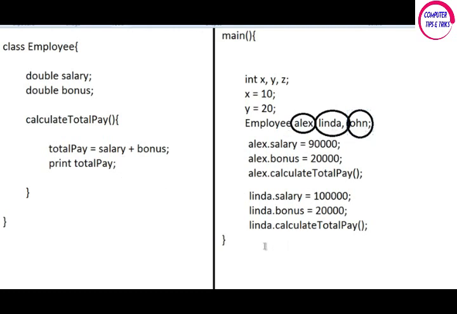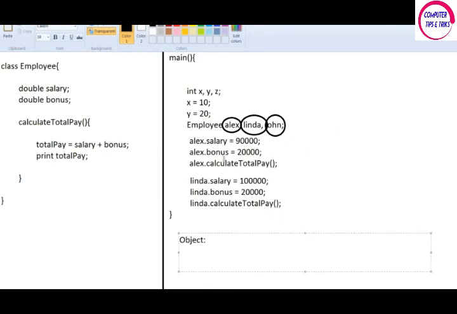So what is an object? An object can be defined as a copy of a class. So if you notice, Alex is nothing but it has a copy of the class employee. Because employee has salary and employee has bonus, Alex will also have a salary, also will have a bonus, and Alex will have its own copy of calculate total pay method.